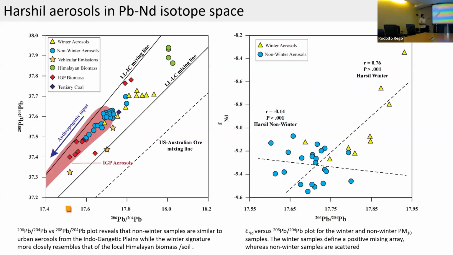Because of the time, I'm not getting into it, but this is also clear. This is a good plot that we made: 206/204 lead over epsilon neodymium. It's a way to represent neodymium isotope data. You see the winter samples have some sort of trajectory. That means the neodymium and the lead are in a relationship, but the non-winter samples are scattered.